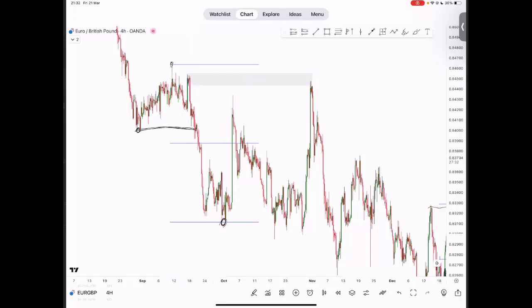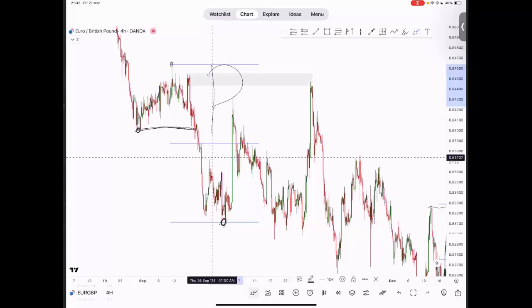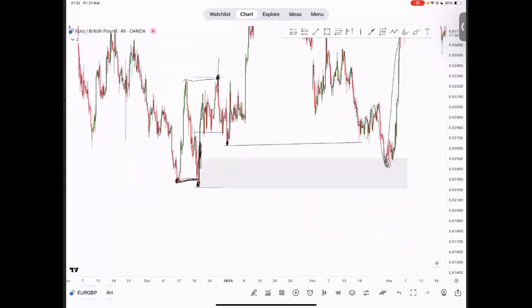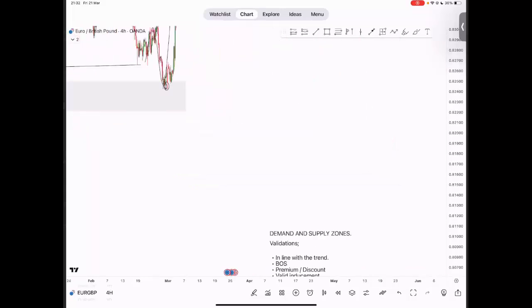In the premium. Remember that this is premium, and this is discount. And if you look very clearly, the supply zone is in the premium of the price level. This is the premium. So it has met the third criteria that validates a supply zone.